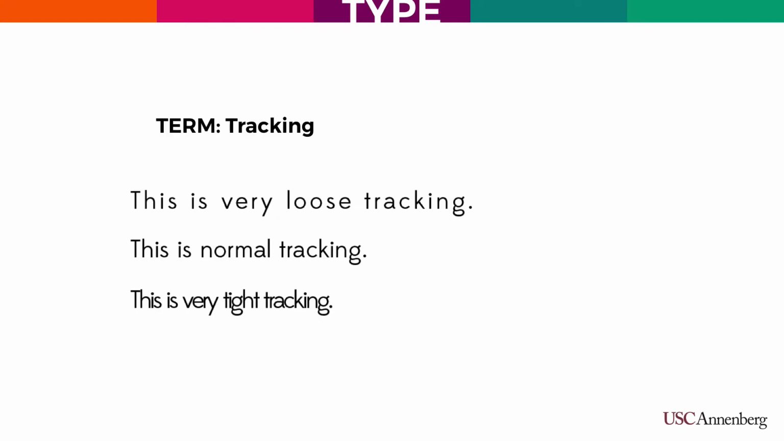Let's discuss key typography terms, starting with tracking. Tracking is the letter spacing between a group of letters in a sentence or paragraph. As you can tell from the examples here, tracking affects the density of the copy and its readability. Loose tracking might be good for a headline that you want to give more emphasis to, but too loose tracking will cause problems with readability.